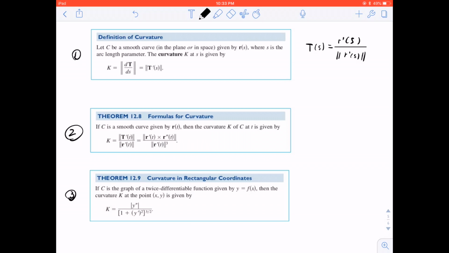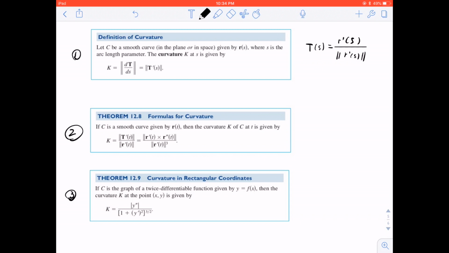Let C be a smooth curve in planar space given by r sub s, where s is the arc length parameter. The curvature k at s is given by k equals the magnitude of dT over ds, or the magnitude of the derivative of T sub s. One thing to notice here is that T sub s is equal to the derivative of r sub s over the magnitude of the derivative of r sub s.